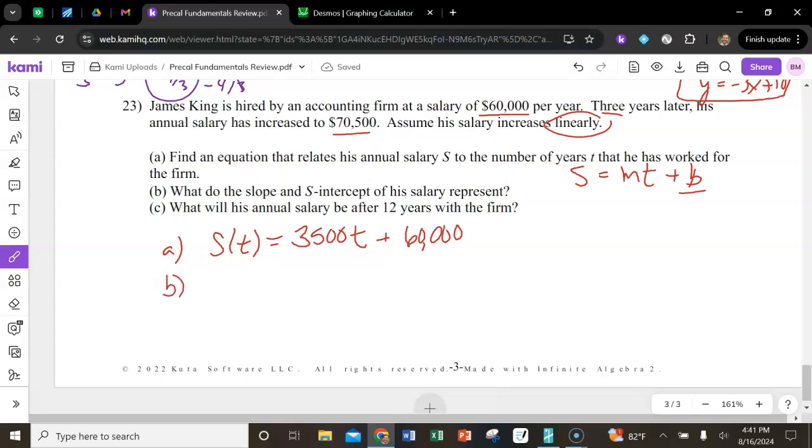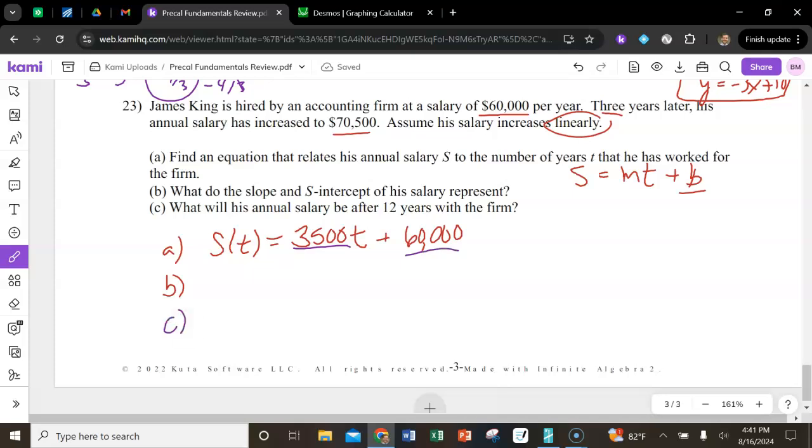B is just asking what the slope and the S-intercept represent. S-intercept, like the y-intercept. The slope, 3,500, would be his annual increase in salary. Okay, so you just want to write that out. That would be how much his salary goes up each year. And then the S-intercept would be his starting salary.